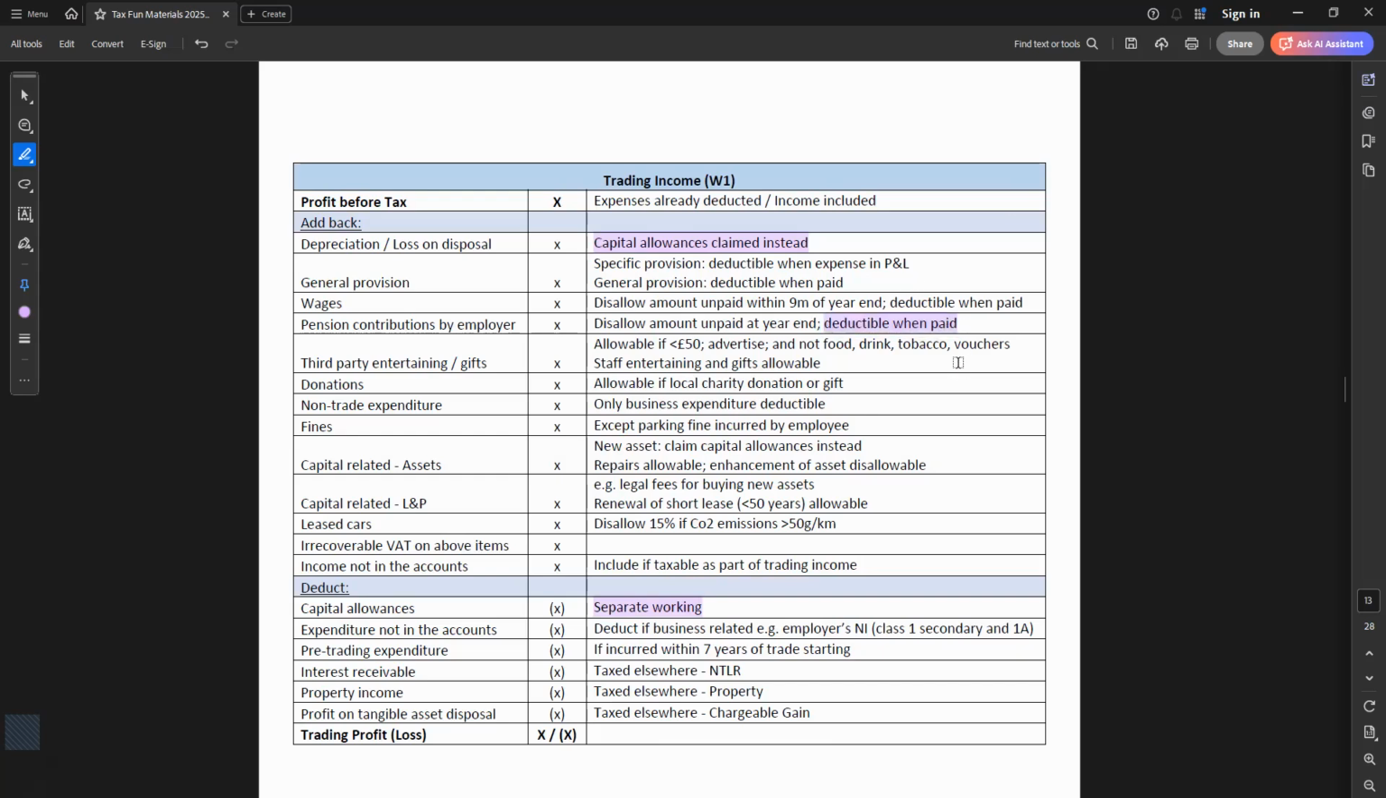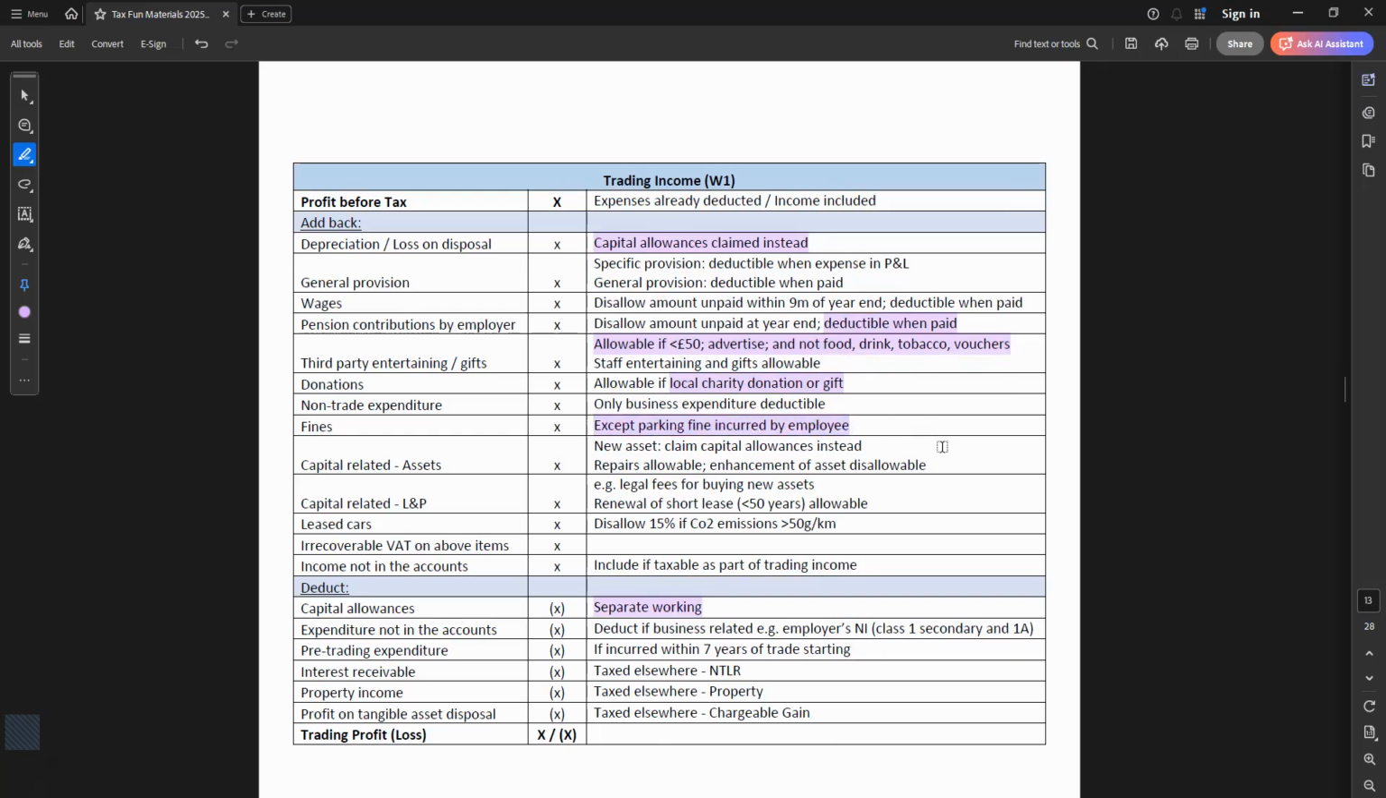For third-party entertaining and gifts, these are generally disallowable. Gifts are only allowable to third parties if they are less than £50, advertise the company, and are not food, drink, tobacco and vouchers, and staff entertaining and gifts are generally allowable. Donations are generally deductible from trading income if they are to a local charity, and any non-trading expenditure is not tax deductible. Fines are generally not deductible unless they are parking fines incurred by an employee.